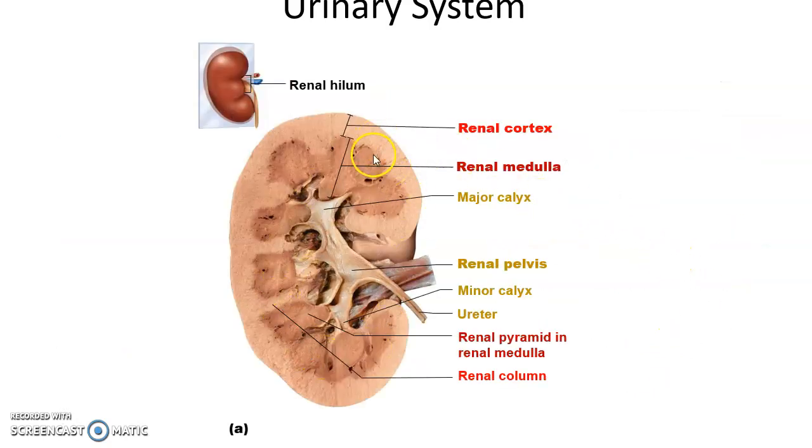Here's just a cross-section of an actual kidney with the renal cortex, the renal columns. Here's a renal column, there's a renal column, there's a renal column. The renal pyramids, making up the renal medulla, minor calyx, major calyxes, renal pelvis, ureter.